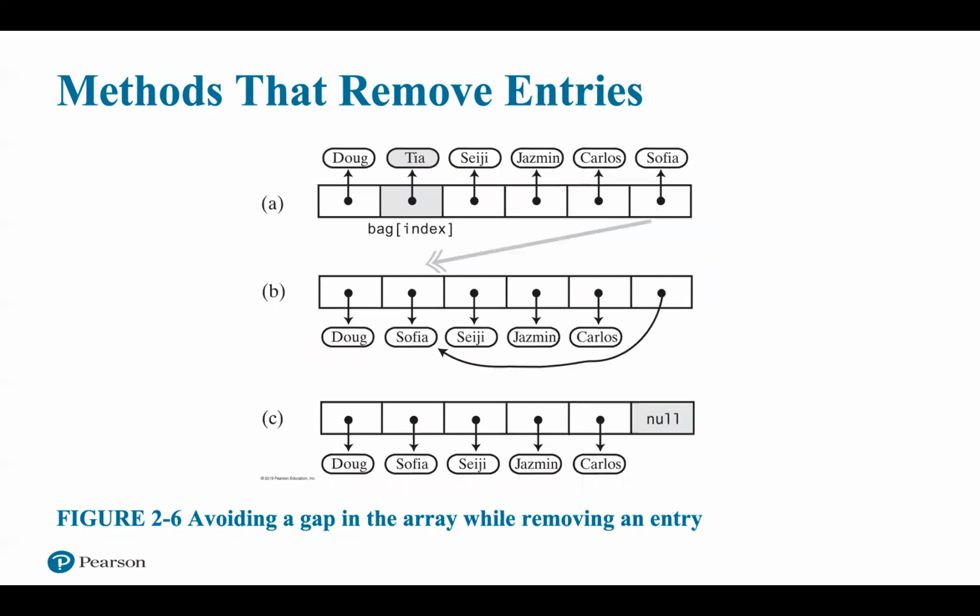Remember that we are not required to maintain any particular order for a bag's entries. So instead of shifting array entries after removing an entry, we can replace the entry being removed with the last entry in the bag, as shown in the figure. After locating an entry in bag[index], we copy the entry in bag[numberOfEntries - 1] to bag[index]. We then replace the entry in bag[numberOfEntries - 1] with null, as shown in the figure in the bottom there. So we end up getting a similar result in a non-ordered group of items in the bag.